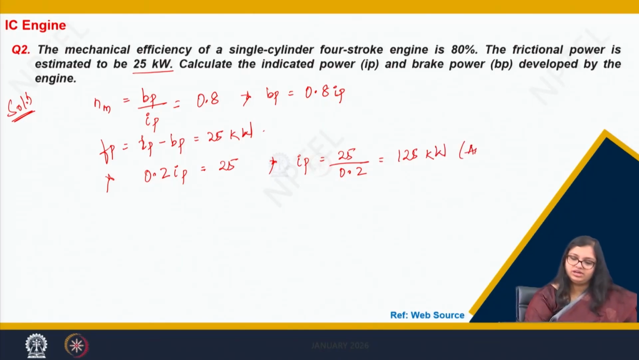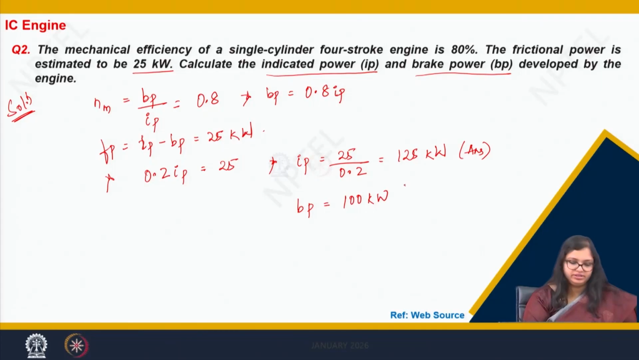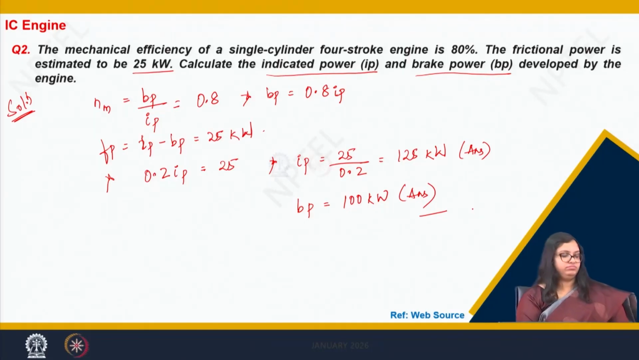This is one answer. As the question tells, calculate the indicated power and brake power developed by the engine. So the indicated power we got as 125 kilowatt. Now how do we find the brake power? We just subtract it. Brake power is Ip minus 25, so it is 100 kilowatt. So this is the indicated power and brake power of this single cylinder 4-stroke engine.